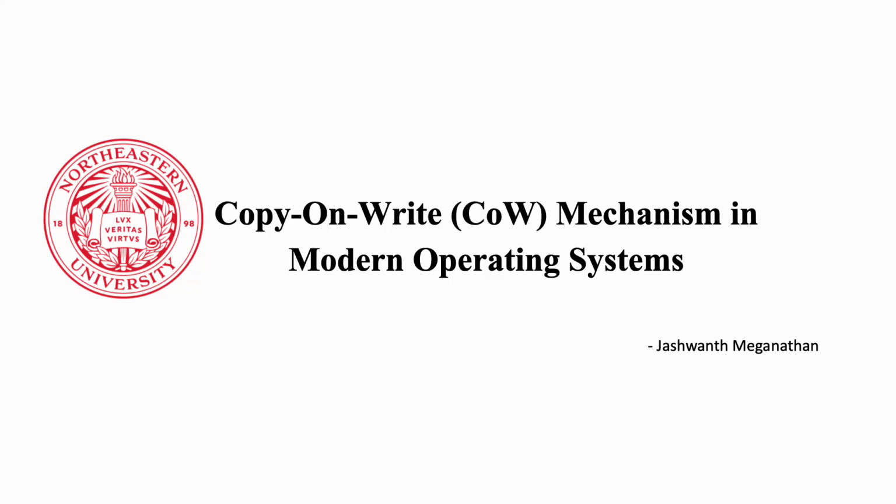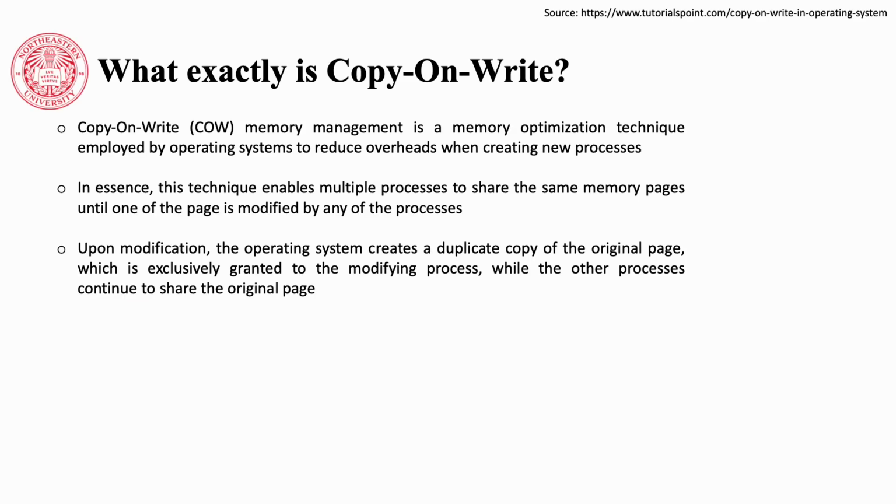Hello everyone. So in this presentation, let's discuss the copy on write mechanism that is implemented in modern operating systems. So what exactly is copy on write? Copy on write is a memory optimization technique that primarily aims at resolving the overheads associated with allocating memory while creating new processes.